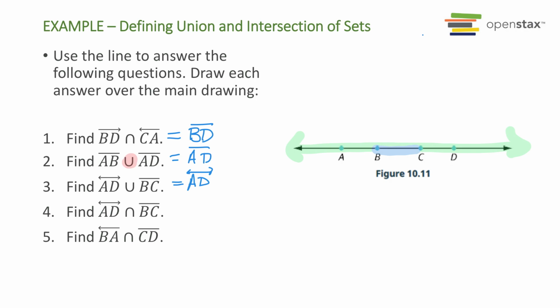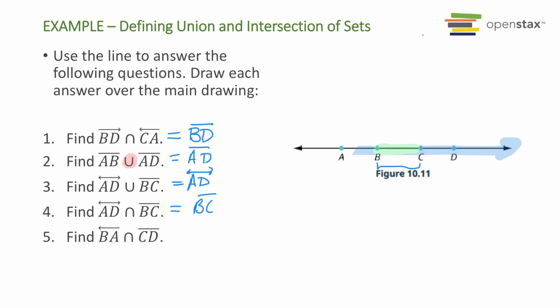And then what about line AD with the intersection of BC? So AD, so again, that's everything. AD intersecting with BC. So that is just where they overlap. So the overlap is just going to be BC, because that's just going to be where they're overlapping each other.